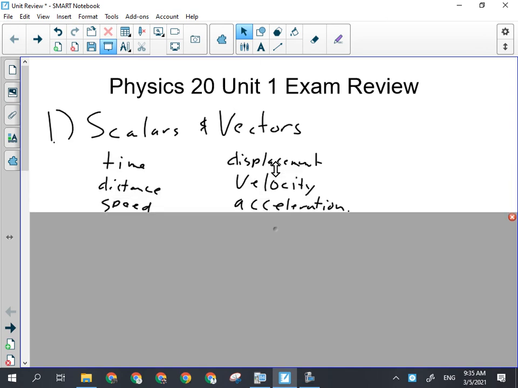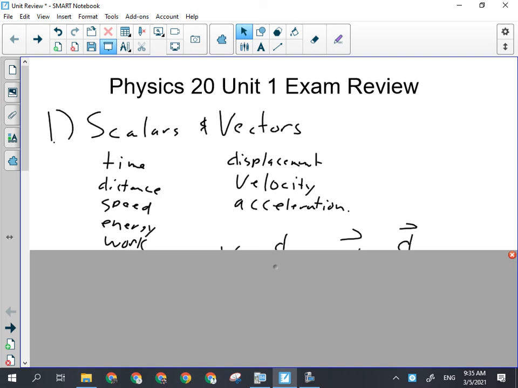The scalar quantities we went over were time, distance, and speed. We didn't deal with energy or work in this unit, but they're also scalar. Vector quantities would be displacement, velocity, and acceleration. Those are our vector quantities from this unit.